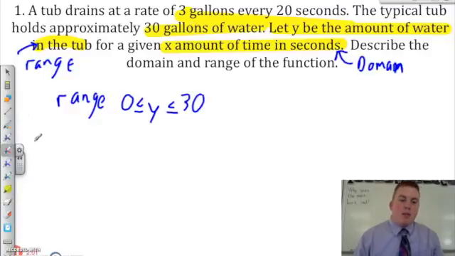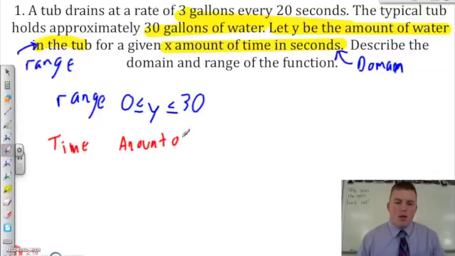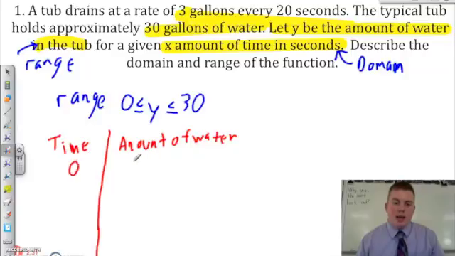Now our domain is a little bit trickier. We have to think about how much time it would take to drain the tub. And one of the easiest ways to look at that is to go ahead and set up a table. So I'm going to set up a little table where I'm comparing the time to the amount of water. Now we're going to assume that we're starting with a full tub. So when no time has passed, we would have 0 seconds gone by and a full tub of 30 gallons.